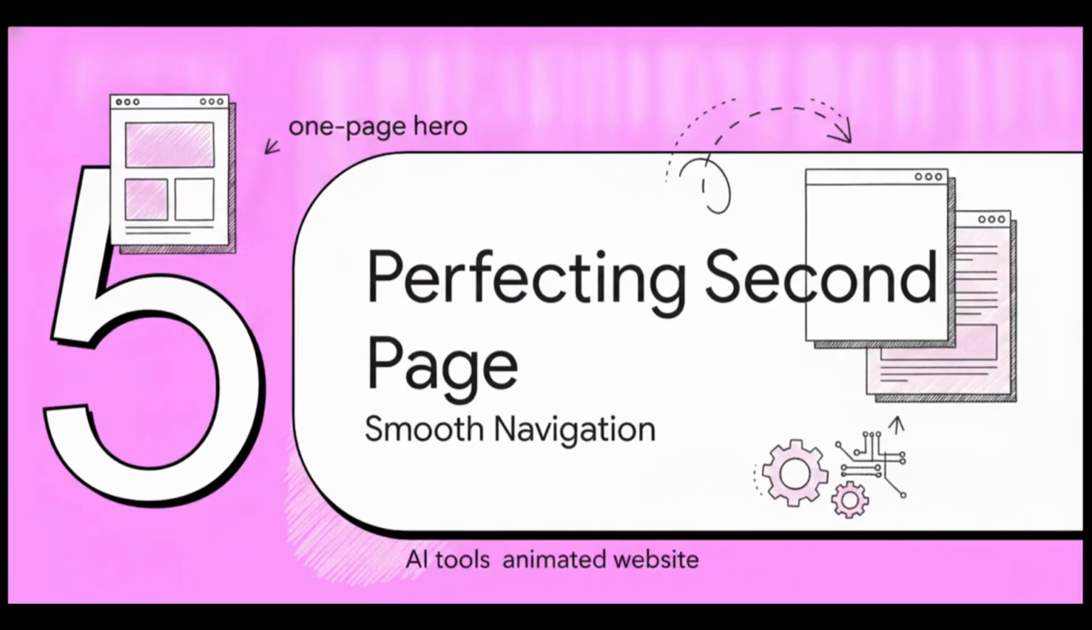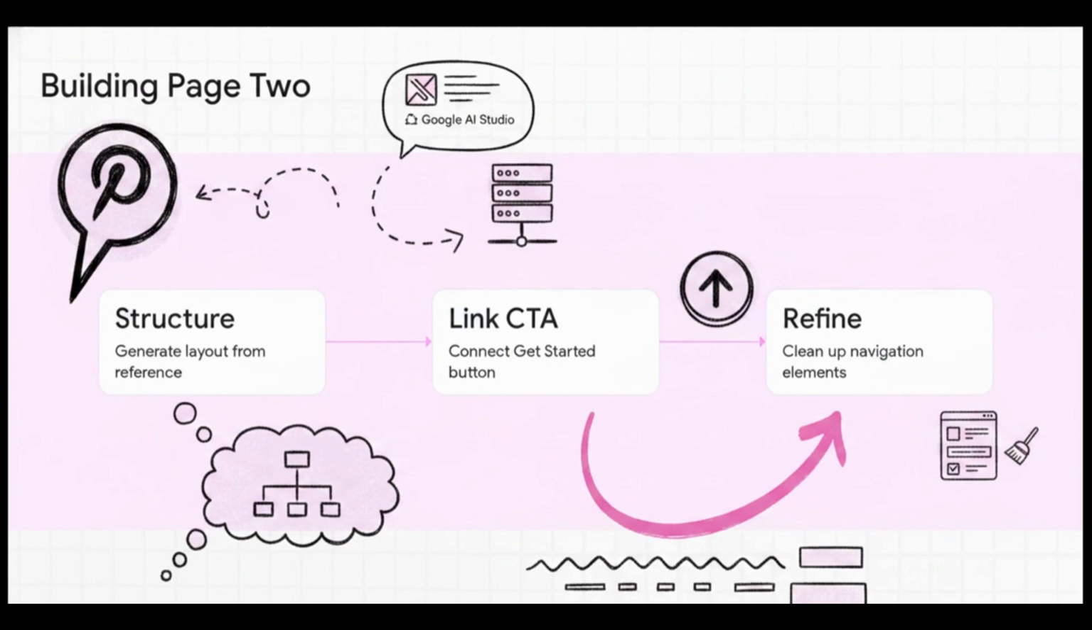A one-page hero is awesome, but let's build out an actual site. Section 5. Perfecting the second page and ensuring smooth navigation. We're basically just rinsing and repeating our workflow here. Find another layout reference, use ChatGPT to isolate the structure, and have Google AI Studio build Section 2. But here is the critical part. We specifically instruct the AI to link the Get Started button from our hero page so that when a user clicks it, it smoothly scrolls them down to this new section, all while that incredible background video just keeps playing flawlessly behind it.